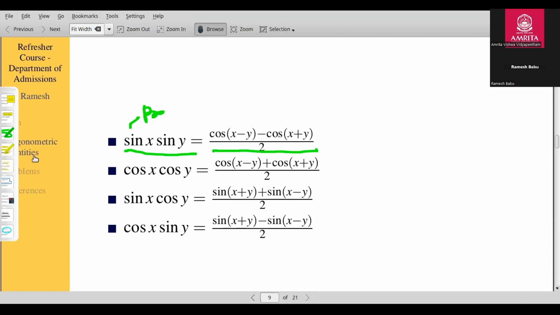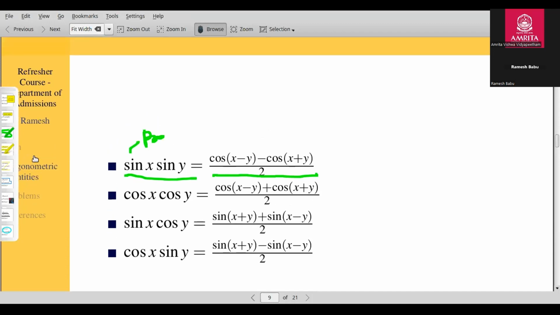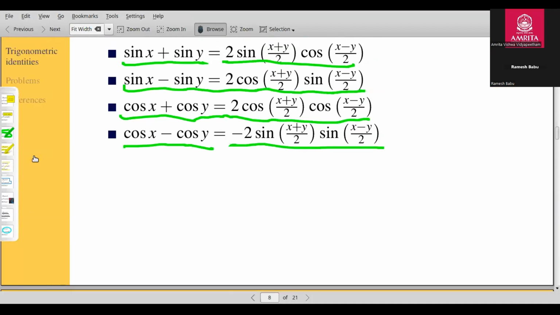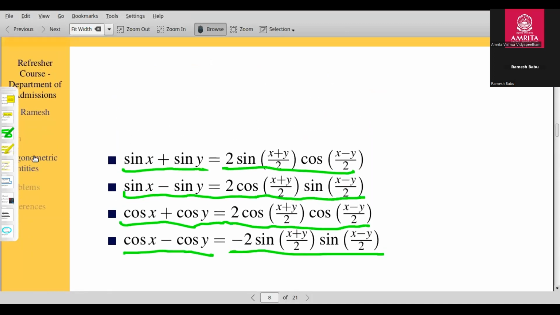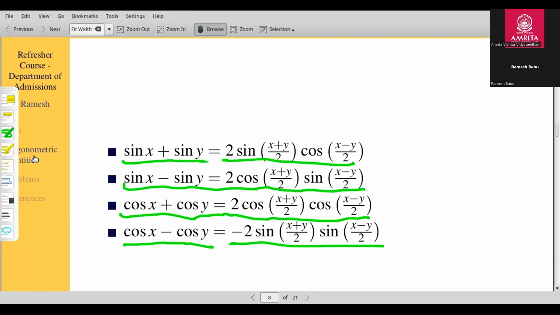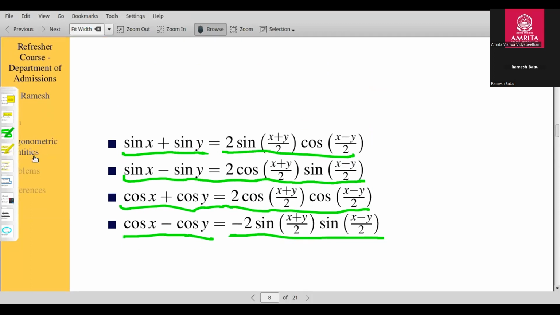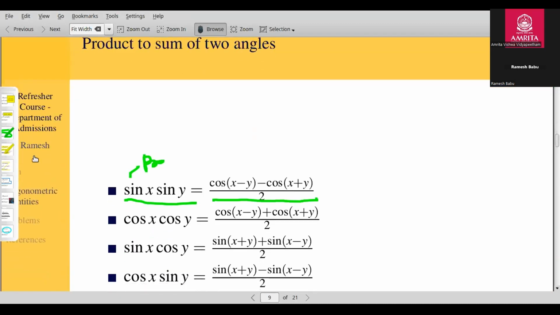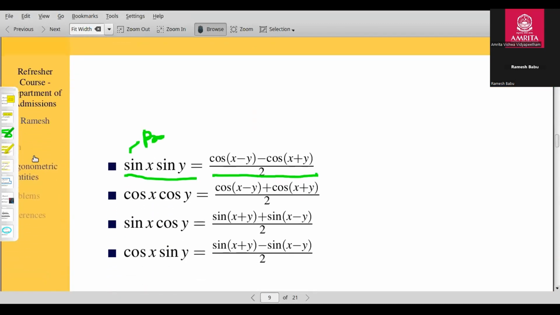All these formulas can be derived from the previous formulas by simply replacing x plus y by 2 equal to c and x minus y by 2 equal to d, and you get these formulas. These two slides are interconnected. Okay. Do you have any question on it?